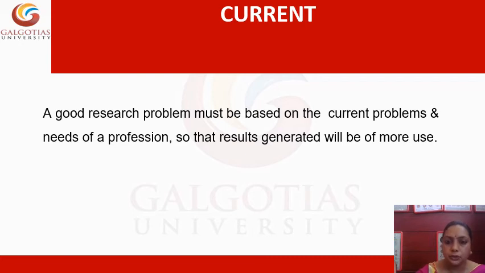Then current. As I told you, yes, we have to see that the current problem is to be solved by research. Everyone takes an interest, as nowadays the COVID pandemic is new, so everyone is taking an interest in what is there, how many people are vaccinated till now in India, how many people are left with the vaccination. A good research problem must be based on current problems and needs of a profession, so that the result generated will be of more use. Yes, we can use that result. For example, we will do the survey on how many people are vaccinated, so we will come out that 10 crore people are vaccinated till now.